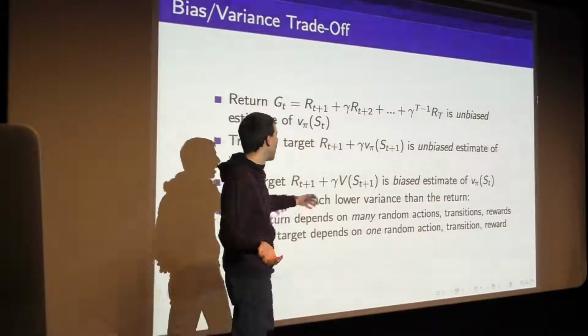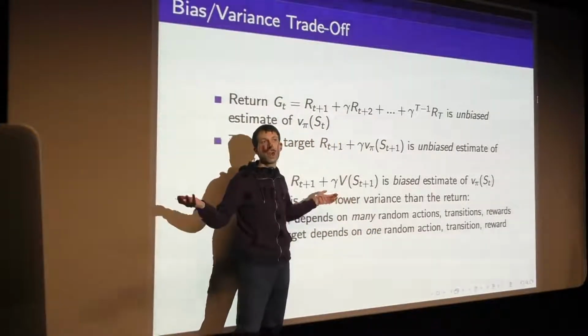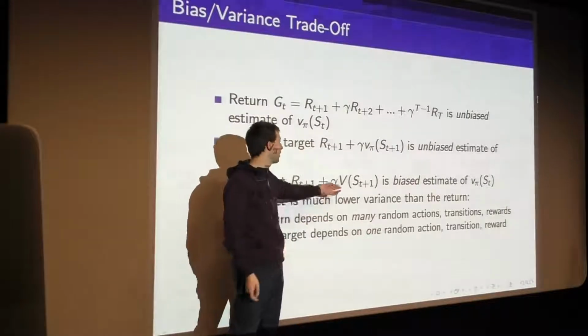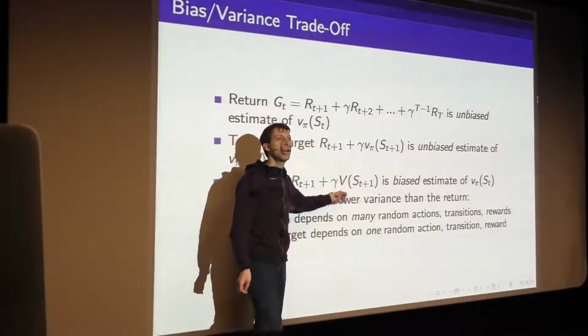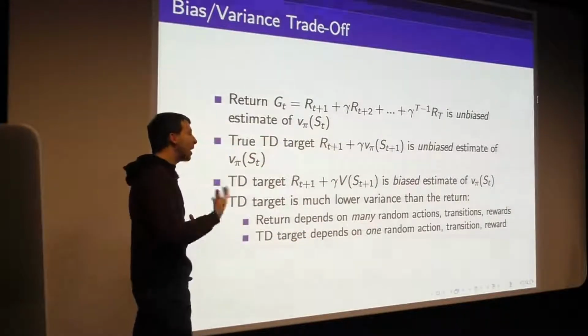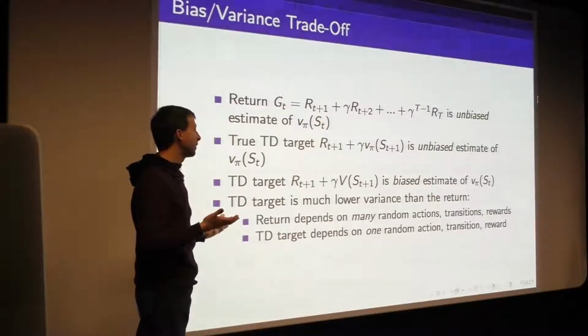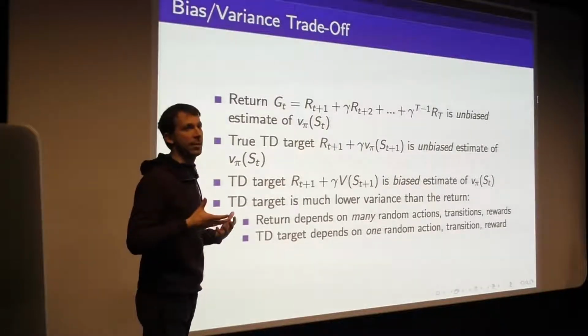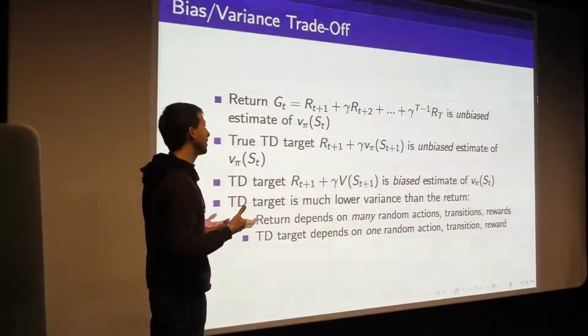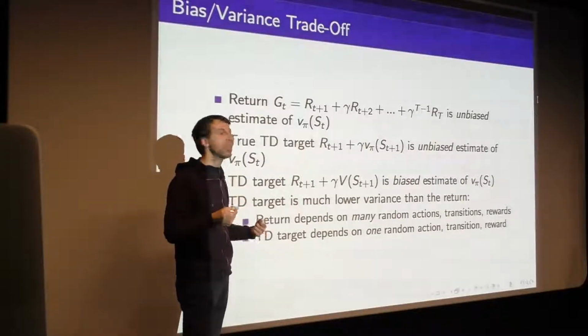So now we've introduced bias. Like this estimate could be anything. I could be wildly wrong. I could initialize with some crazy value for this thing. So we introduce bias into our estimate, into our target, but we reduce the variance. So the TD target is biased, but it's much lower variance than the return.